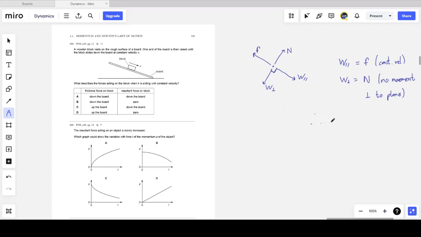So what does this mean? This means that I've labeled all the forces, and there are no resultant forces, so there's no net force on the block. So the resultant force must be 0, so we're left with B and D, but the frictional force must act up the board, which has to be option D. Friction always opposes the motion. The block moves down, so friction will point up. No net force, so option D is the correct answer.